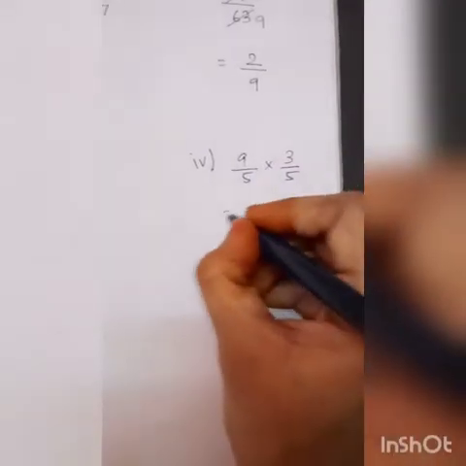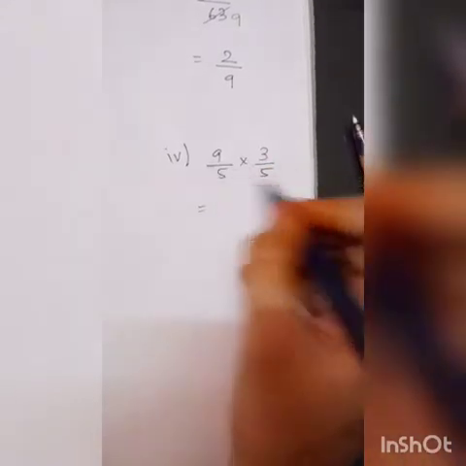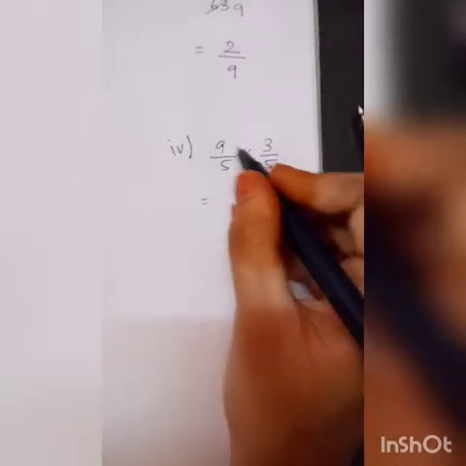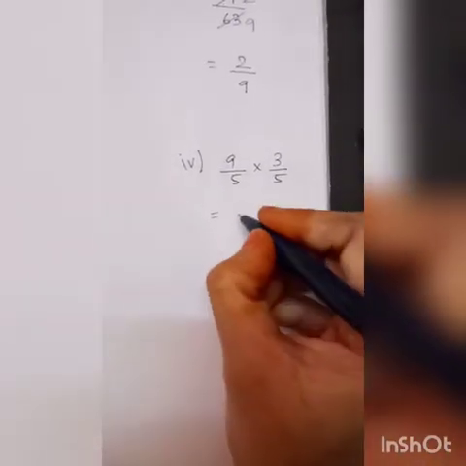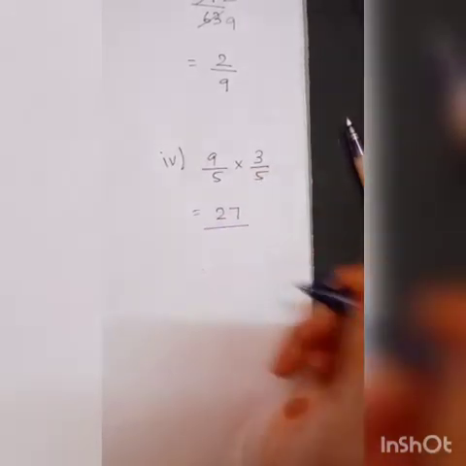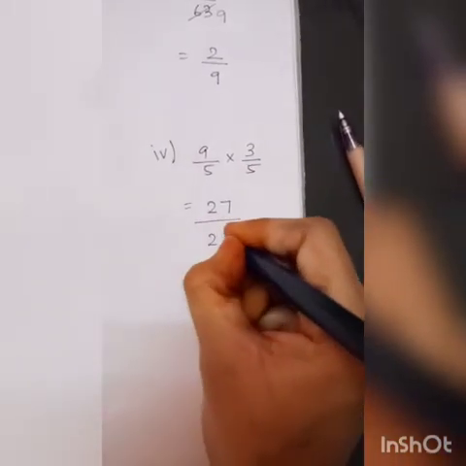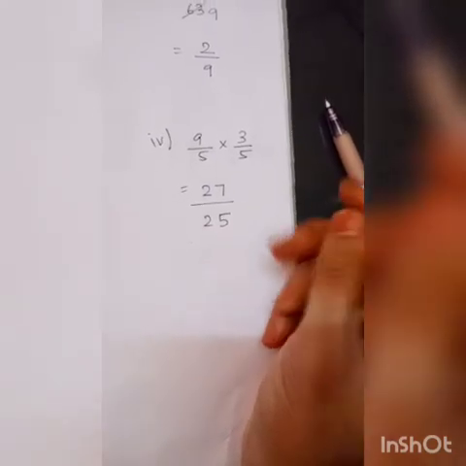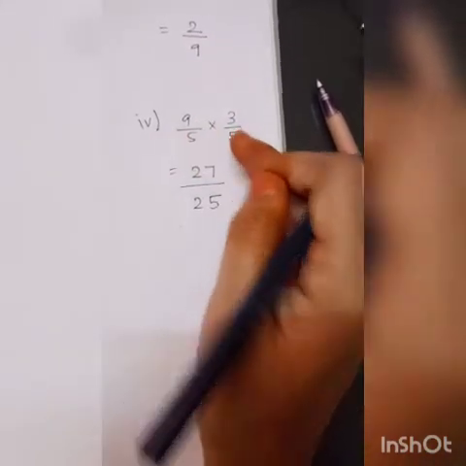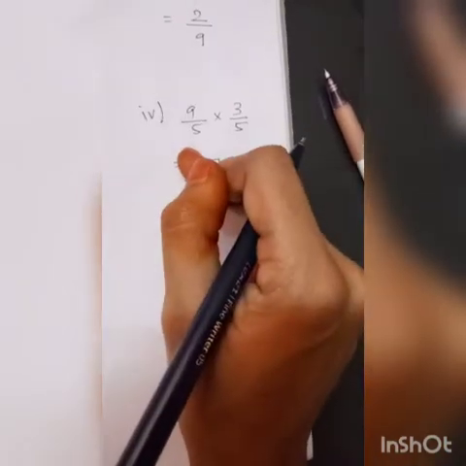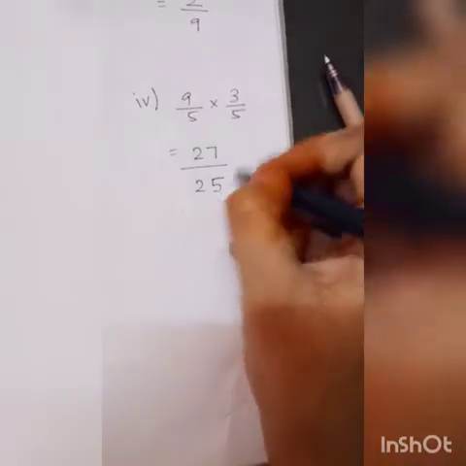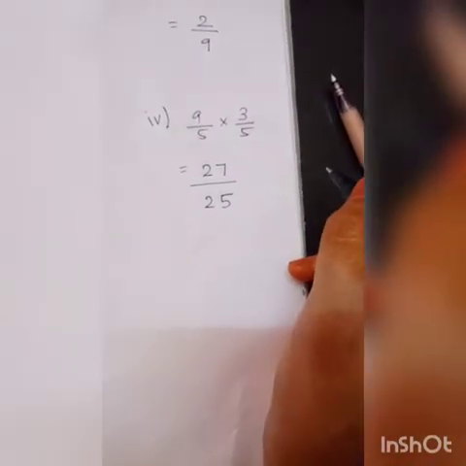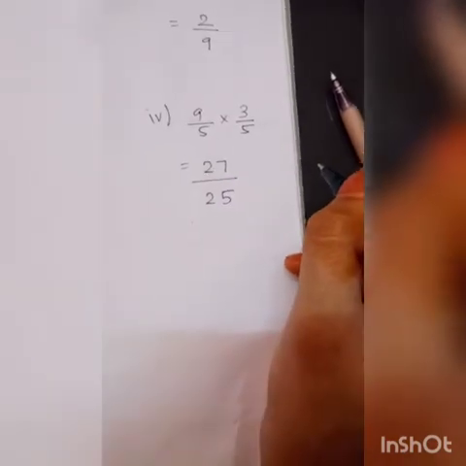Okay, now this also looks like a normal fraction. 9 3s are 27. 5 5s are 25. Can we cancel these two? No. 9 3s are 27, 5 5s are 25. Can we cancel this? No. It looks like an improper fraction? Yes. So what shall we do?